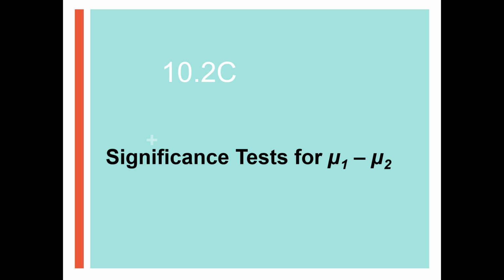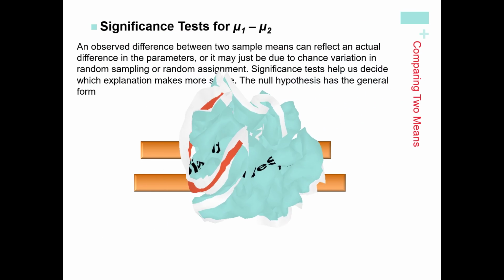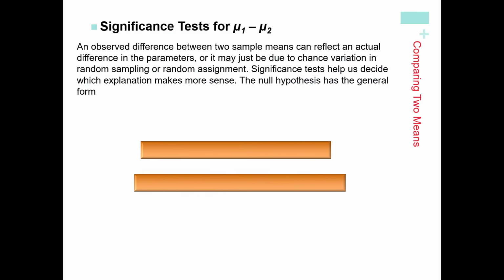So we're going to be looking for a t-statistic, comparing to alpha equals 0.05 and seeing whether we have a significant result or not. As you know, and actually this is a paragraph that I've copy-pasted from a previous slide because it's that similar: when we have an observed difference between two sample means, that can reflect an actual difference in the parameters, or it could be just due to chance variation in random sampling. Like we might get a sample of really tall people from one school and really short people from the other. Significance tests help us decide which explanation makes more sense.